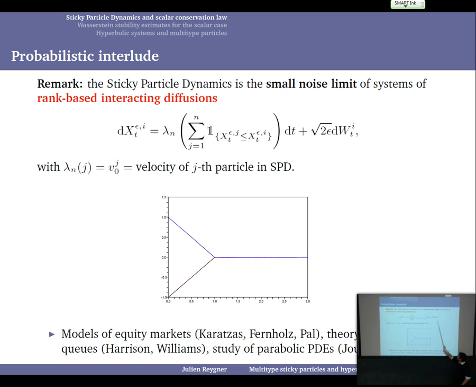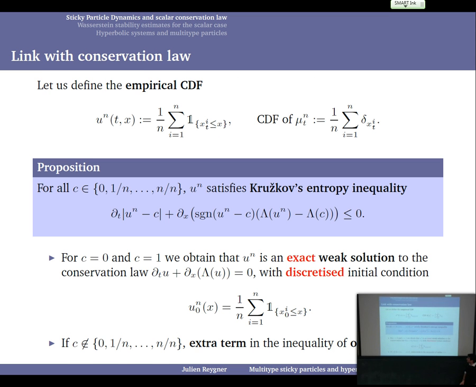So this diffusion process here is not only interesting because of this representation, but it also has an independent life, in particular in the world of stochastic portfolio theory. It is used as a model for the evolution of equity markets, in the theory of Brownian queues, and in the study of viscous versions of the scalar conservation law that I am interested in. So let's come back to the conservation law. I will now denote by u_n the empirical cumulative distribution function of my particle system. Mu_n(t) will refer to the empirical distribution.